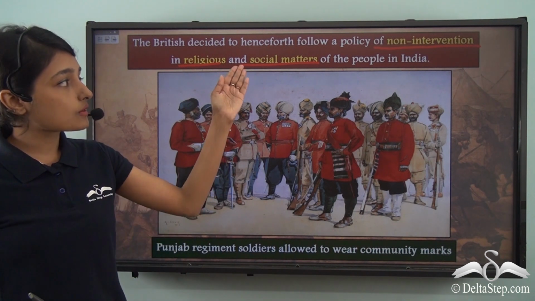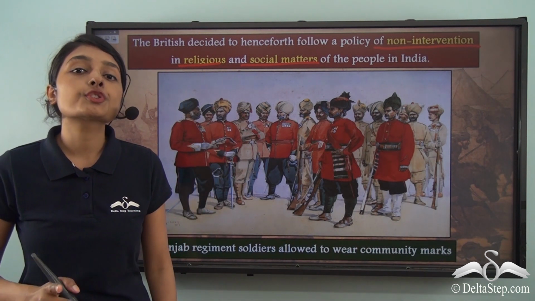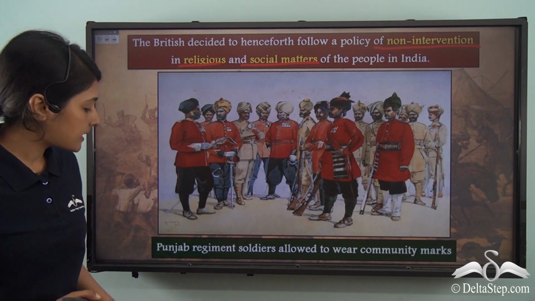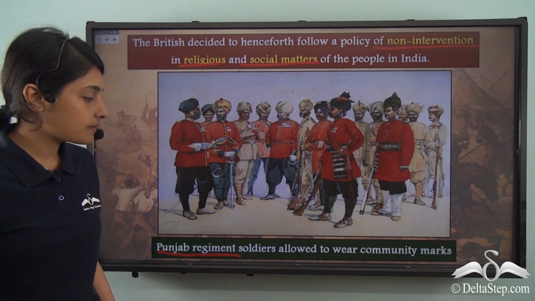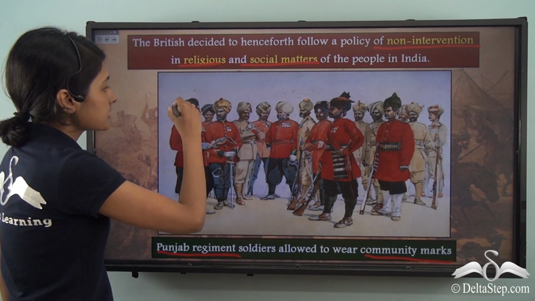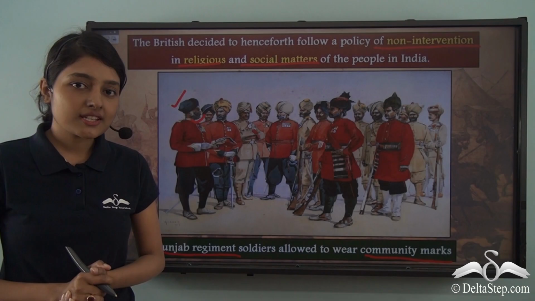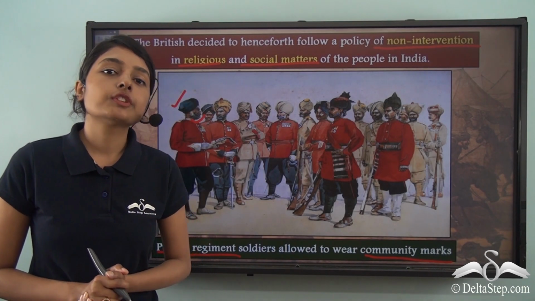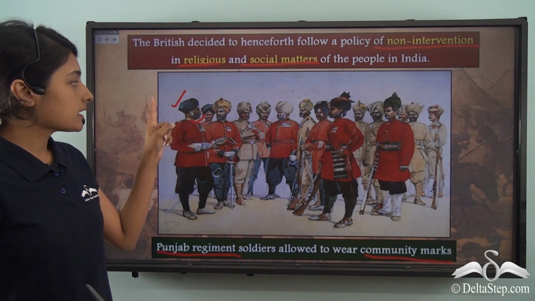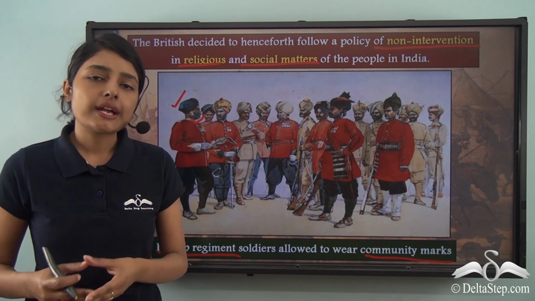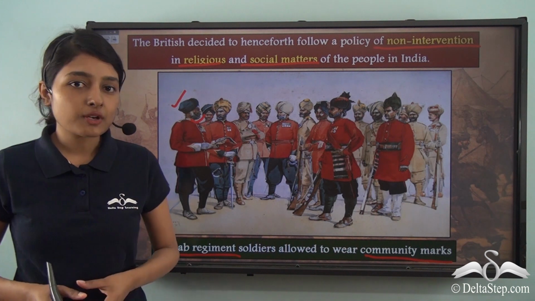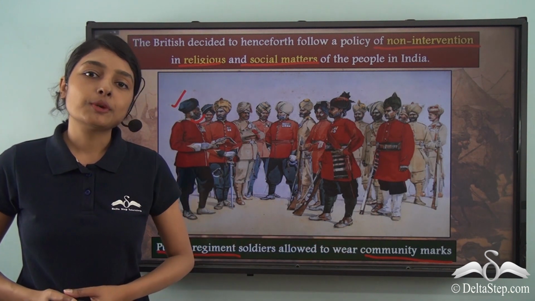And at the same time, social matters of the people in India were also not to be interfered upon by the British rule. Here you can see how members of the Punjab regiment soldiers were now allowed to wear community marks like the turban or the beard. Now, this was a major issue behind the outbreak of the revolt of 1857, because the Indian sepoys were not allowed to wear the turban or keep the beard or wear other sectarian marks. But from this point of time, members of the Punjab regiment were allowed to wear the community markers.